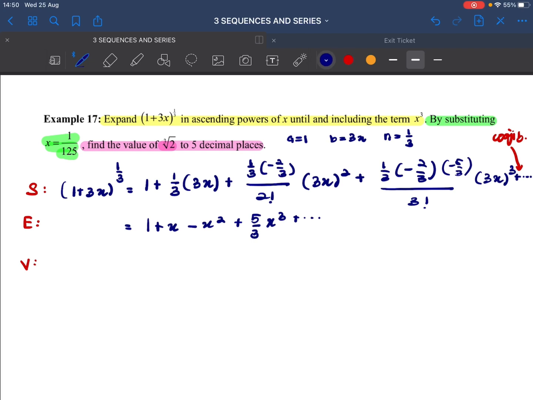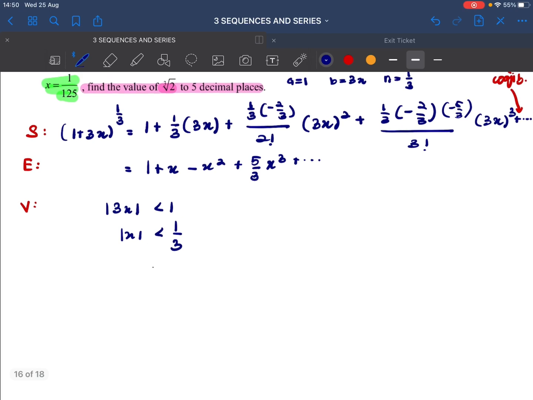V is our validity, which is the formula modulus B less than 1. So our B here is 3x. So we will have modulus 3x less than 1. The 3 we can bring to the other side because it is positive. So we will have modulus x less than 1 over 3, or we can also write as x is between negative 1 over 3 and 1 over 3. Okay, so very simple, same as what we did before.